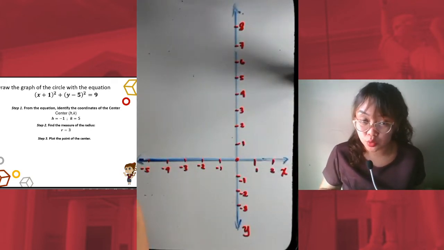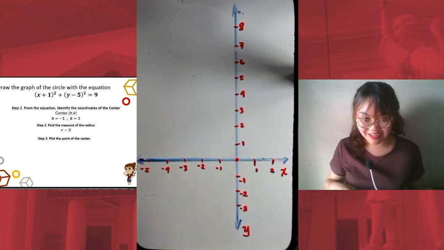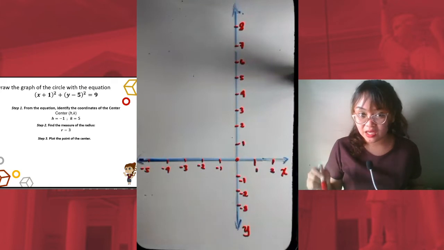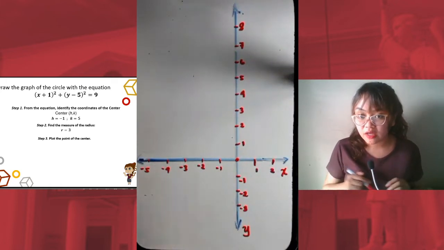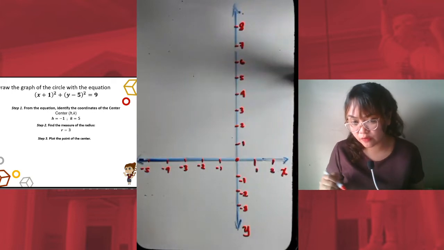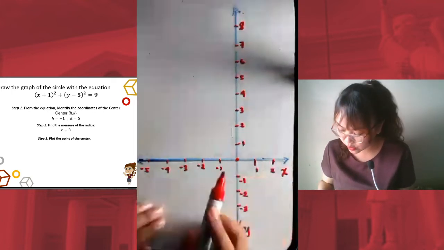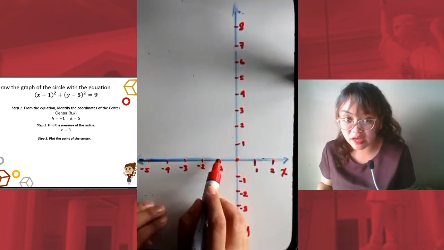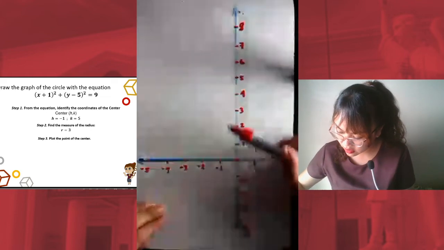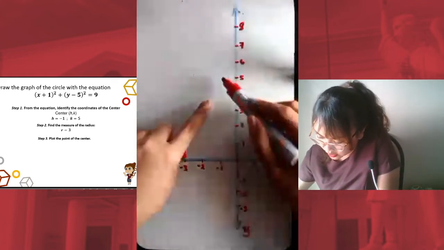Adjust. Matuto tayong mag-adjust. Okay, going back to the discussion, we follow step 3. We plot the point of the center. The center is -1, 5. So on your x-axis, we locate -1. So this is -1. And where is 5 on your y-axis? There. So the center now is at -1, 5.